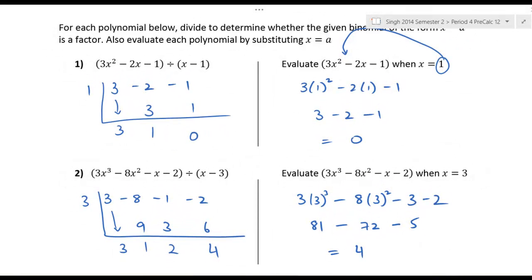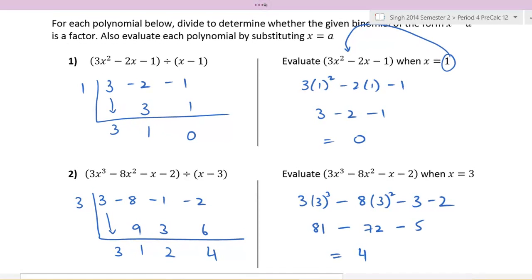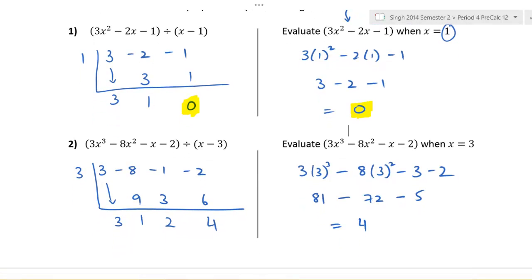Alright, so once you have done the two steps, what you'll notice is that for example number 1, when we do synthetic division, we actually get a remainder of 0. However, when we plug the 1 into that same polynomial to evaluate it, we also end up getting a result of 0. I notice the same pattern in the second example. When I do the division by 3, I get a remainder of 4. And in fact, when I substitute the 3 back into the expression, I still get an answer of 4.